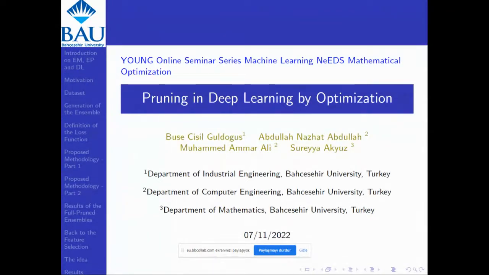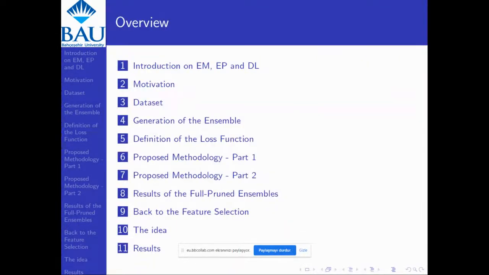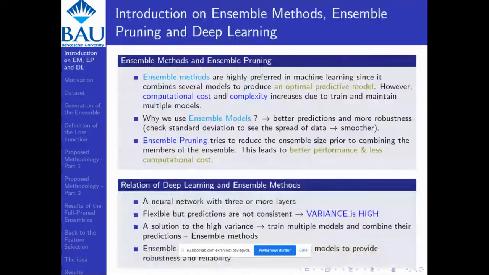So today my topic is pruning in deep learning by optimization. It's a collaborative work, of course. I will make an introduction on ensemble methods, ensemble pruning, and then relation with deep learning. Then I will give our motivation and define our data set and the generation of the ensemble. Then I will give the definition of the loss function, and I will talk about the proposed methodology. And then I will show my results of the full and pruned ensemble. Then I will talk a little bit about feature selection and the idea behind it. And then I will show its results and I will be finished.